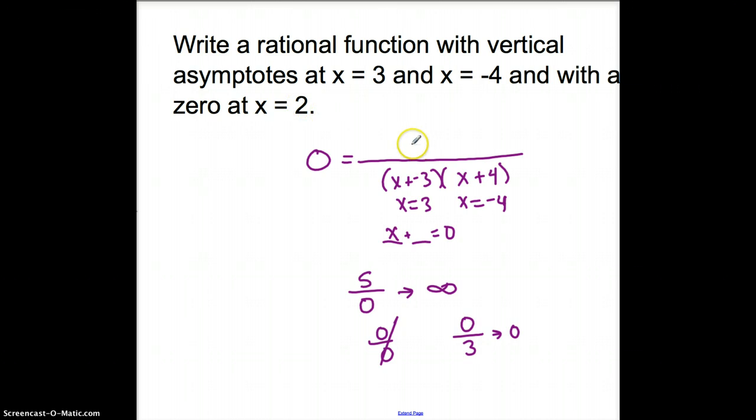So what do we have to have on the top so that if we put 2 in the top, it will equal 0? Must be x minus 2, because if we put 2 in the top, then 2 minus 2 will equal 0. So there's our function. That's one possible function. You can choose other things to multiply it by, like times -1 or times a 3 down here or whatever. So these coefficients can be whatever they want, but you've got to have at least this much to make sure you have a vertical asymptote at 3 and -4, and you have a 0 at 2.